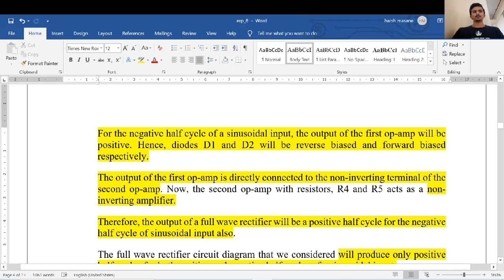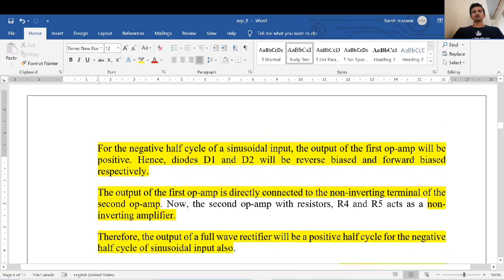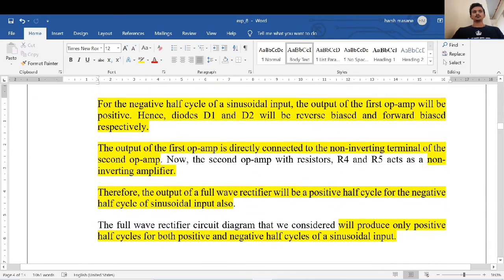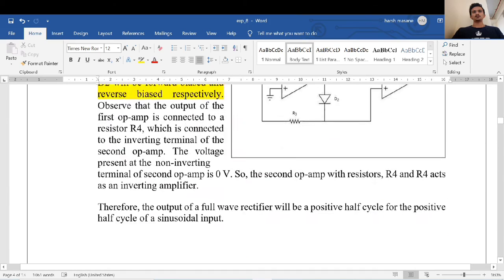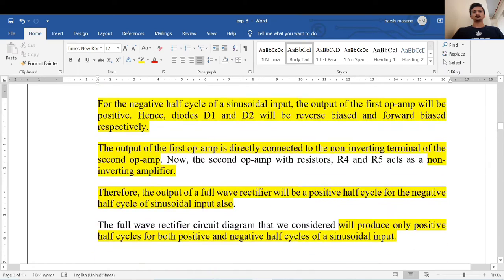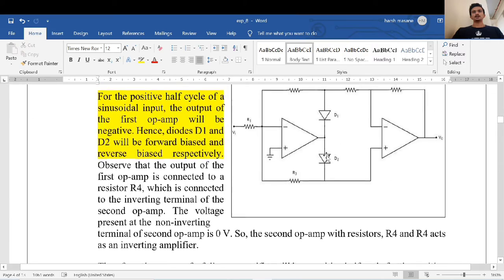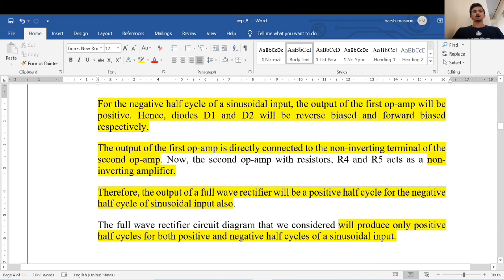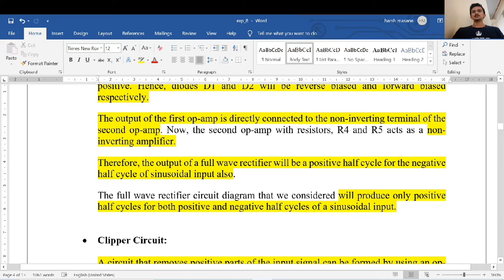So for the negative half cycle of the input signal, the output of the first op amp will be positive. Hence the diode D1 gets into the reverse bias, and the diode D2 goes into the forward bias respectively. So the output of the first op amp is directly connected to the non-inverting terminal of the second op amp. So now the second op amp works as a non-inverting amplifier.